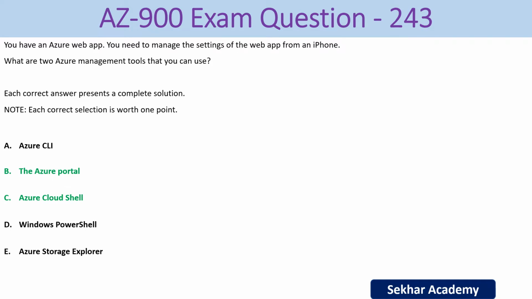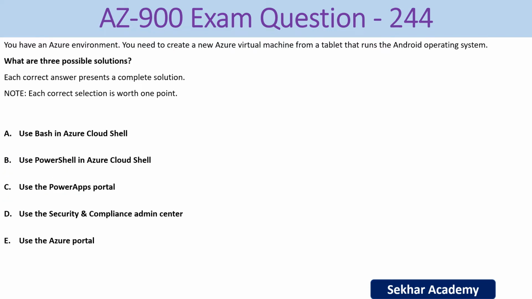The Azure portal is a web-based portal where you can manage and view all the Azure resources. You can also utilize the Azure Cloud Shell, a web-based command line, to manage any Azure resources. You can access this Cloud Shell in the Azure portal, and you can also use the Azure Cloud Shell on your iPhone as well. So the right answer is B and C.